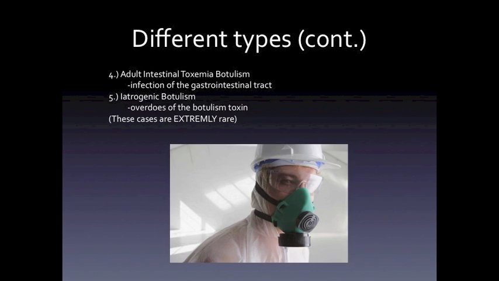And the last 2 types of botulism concern adults. They get infected the same way as infants. And the other one concerns lab workers and scientists that are overexposed to the bacterium, and they become infected also.